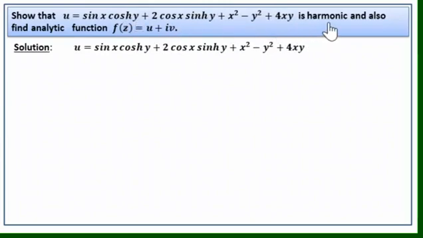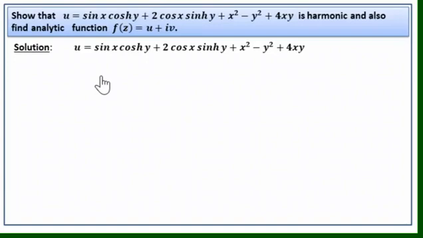That is, we need to show that U satisfies the Laplace equation dou square U by dou x square plus dou square U by dou y square equal to 0, or Uxx plus Uyy equal to 0. So we need to first find the first order partial derivatives Ux and Uy, then we will find the second order partial derivatives Uxx and Uyy, and show that Uxx plus Uyy equal to 0. So given U, find Ux and Uy, the partial derivatives with respect to x and y.